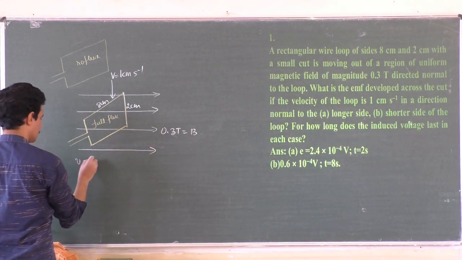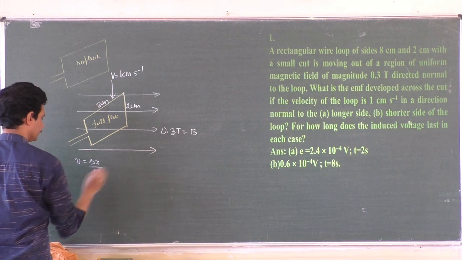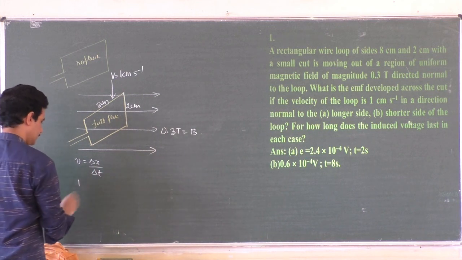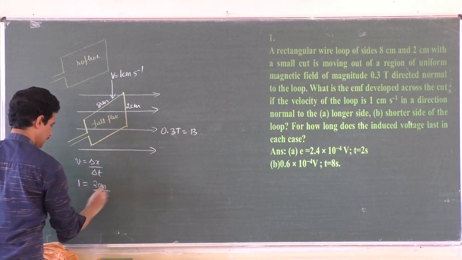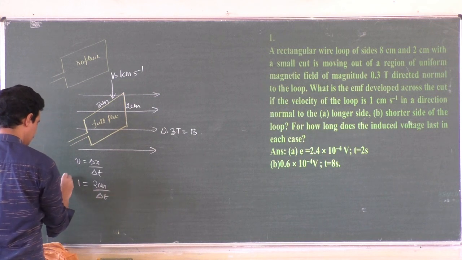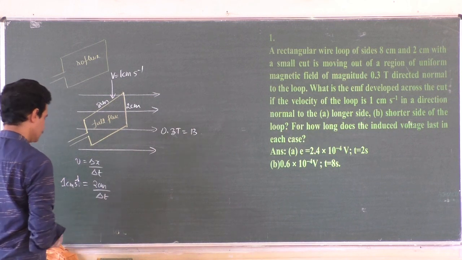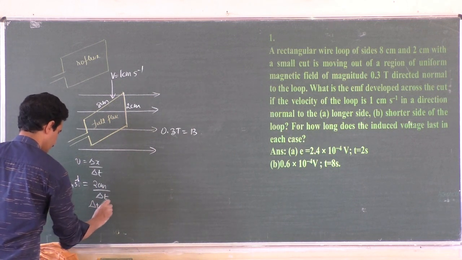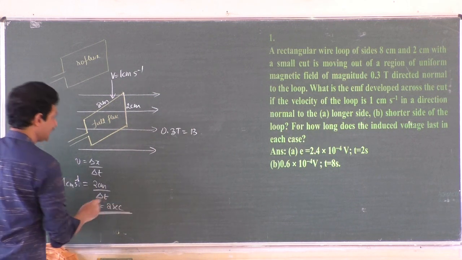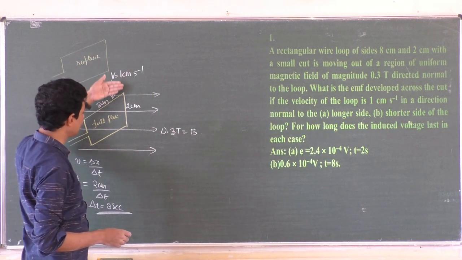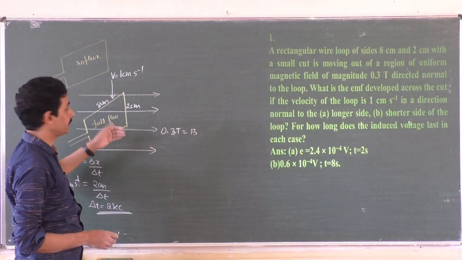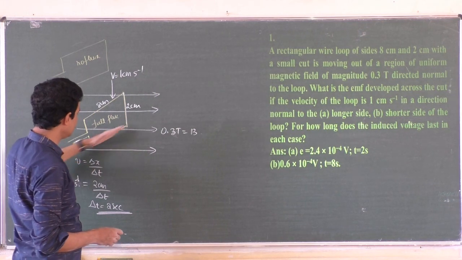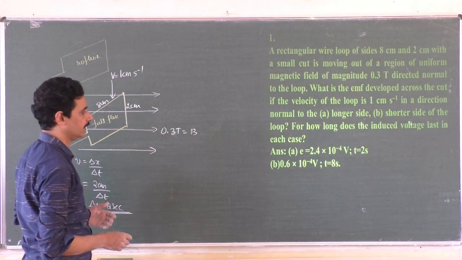So velocity is equal to displacement by time. Velocity is 1 centimeter per second. Displacement required is 2 centimeter. What is time taken? This is 1 centimeter per second, right? So the time taken is 2 seconds. 2 seconds are needed for the coil to get completely immersed in the magnetic field, because this side should get into. This side, however, enters simultaneously.